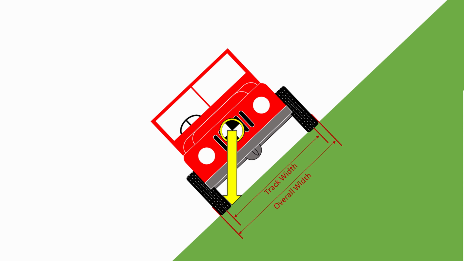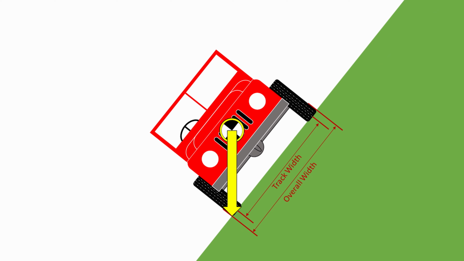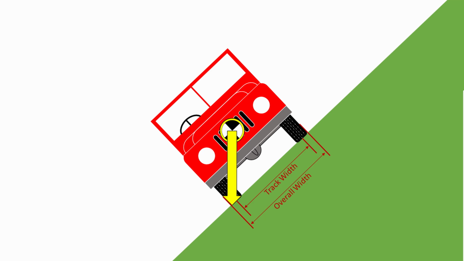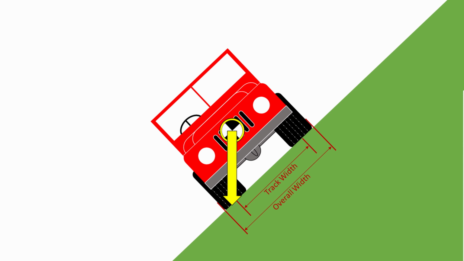Normally track is measured to the centre of the tyres, so you can also see that the overall width of the tyres is important. So you could potentially have two vehicles with the same track as one another, but the one with wider tyres would be more stable because there would be more tyre sticking out from the centre.